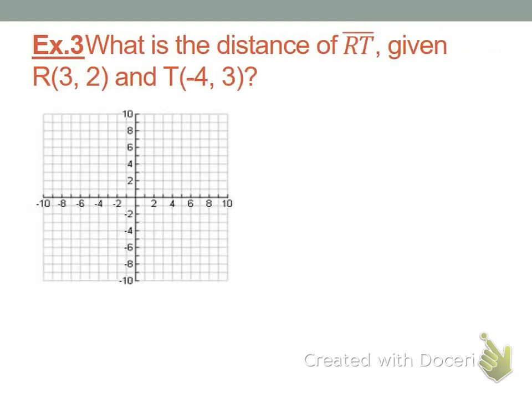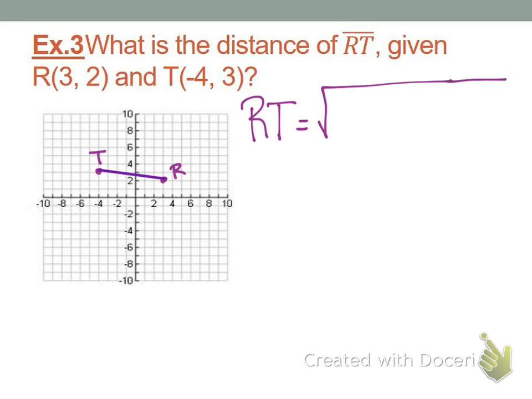All right, they gave us R and T. R is at 3, 2. There's point R, and T is at negative 4, 3. There's T, and we'll go ahead and put our line between them. Okay. Now really we don't need the graph in order to use our formula, but we will talk about the graph here in just a minute.